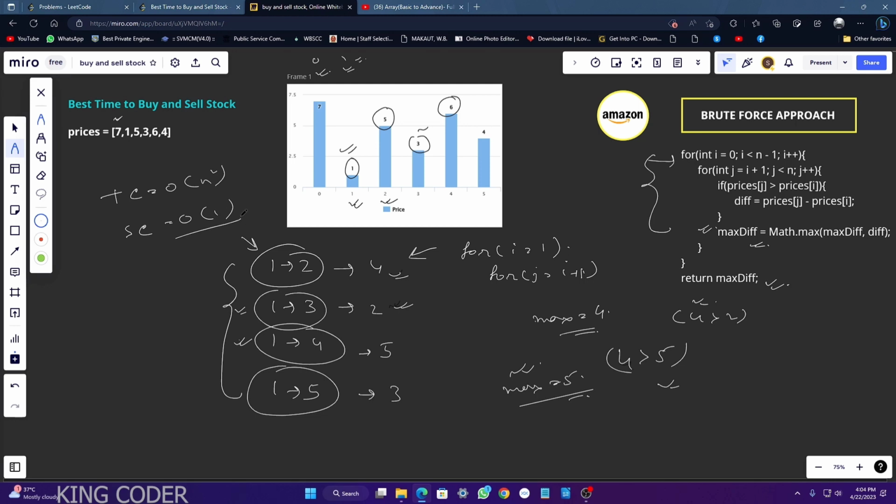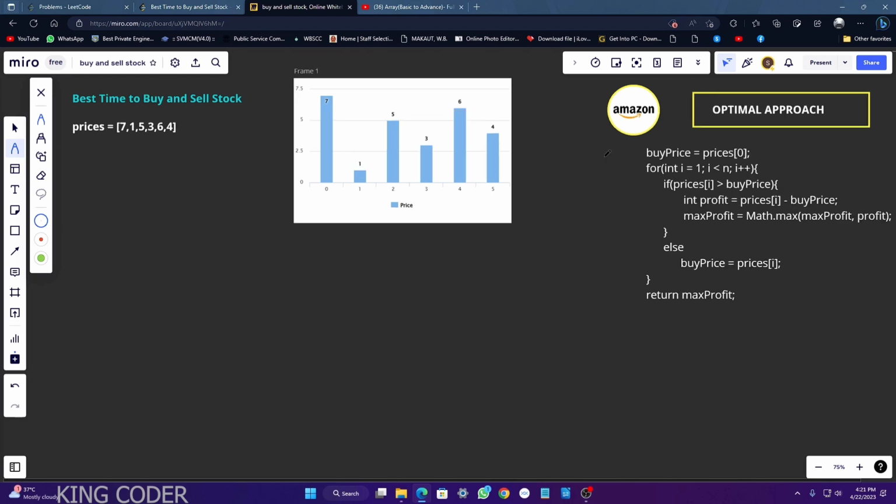So now let's talk about the optimal approach. In the optimal approach, we set an initial buy price as prices of 0. So this is my buy price now. We will run a for loop from i equals 1 to n, and we will compare some things. So now my buy price is 7. So I will run a for loop from i equals 1 to n minus 1.